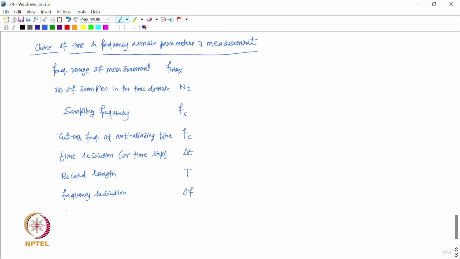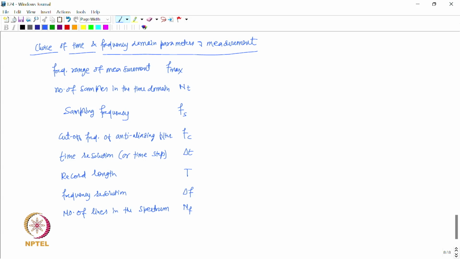And then we can also have the number of lines in the spectrum, which we can call NF, because the spectrum is discrete. So, there would be a discrete or finite number of lines there. So, you can see these are different parameters which describe the time and frequency domain.